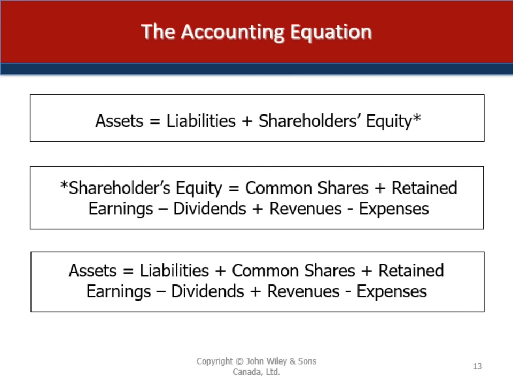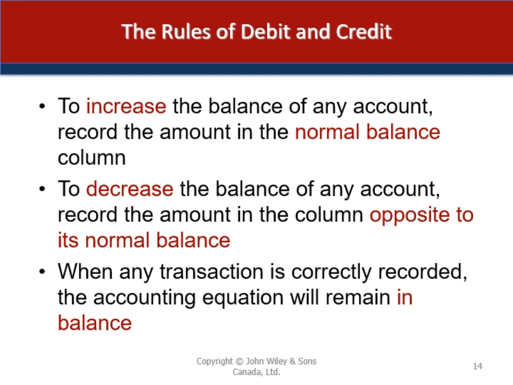The rules of debits and credits. The rules of debits and credits is to increase the balance of any account, you record the amount in the normal balance column. So if it's a liability, it's normally a right-hand side credit column account. If it's an asset, it's normally on the left-hand side. So it's normally a debit balance. To increase the balance, you make the entry on the same side as the normal balance. To decrease the balance, you make the entry on the opposite side. And if the transaction is properly recorded, then the accounting equation will be balanced. The total debits will be equal to the total credits.